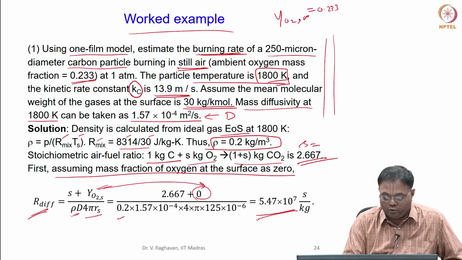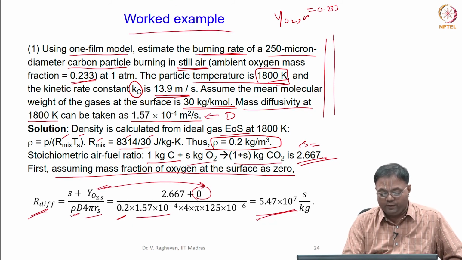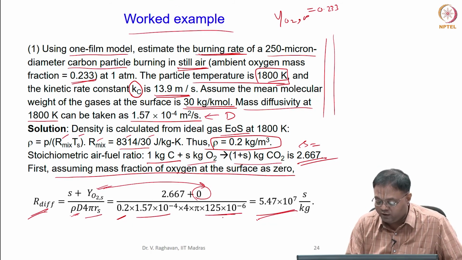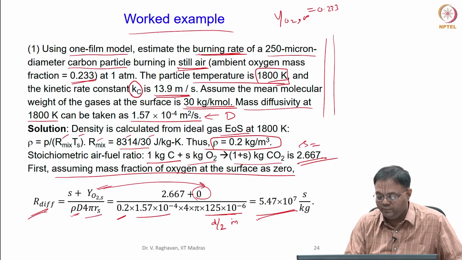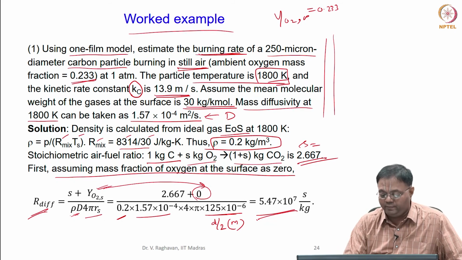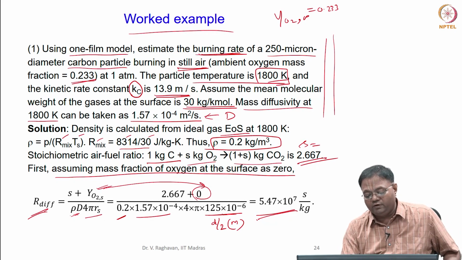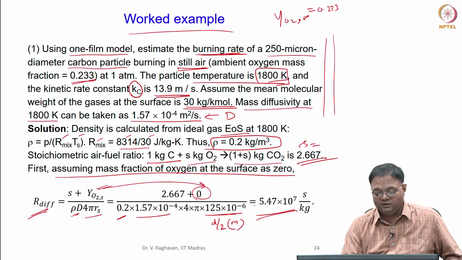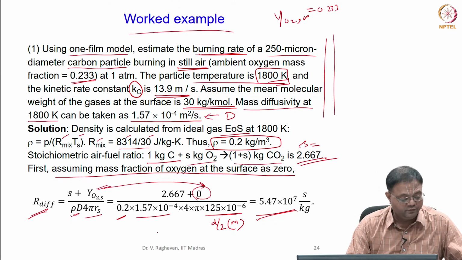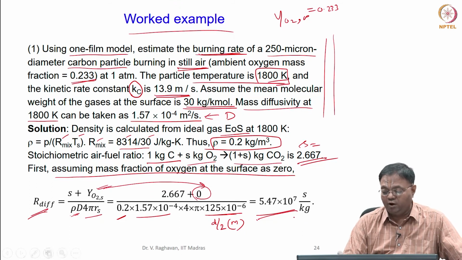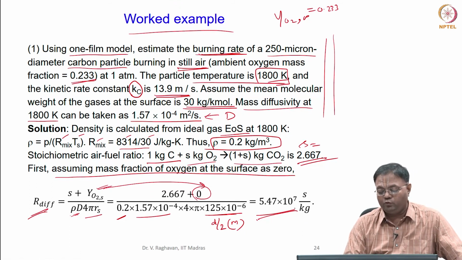So rho is 0.2, the diffusion coefficient is 1.57 into 10 power minus 4, which is given. For 4 pi into R, the diameter is given as 250 microns, so the radius is 125 microns, that is 125 into 10 power minus 6 meters. Substituting it, I get the resistance value: it is 5.47 into 10 power 7.